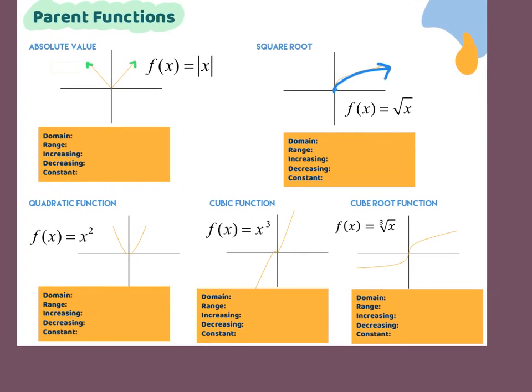Quadratic is our parabolas, and these are things that we know, hopefully, a little bit better. It looks like a U, okay? With its vertex, that's what that point is called, at 0, 0 for my parent function.